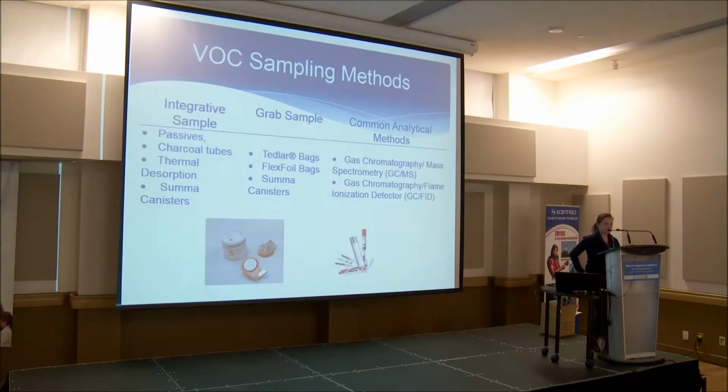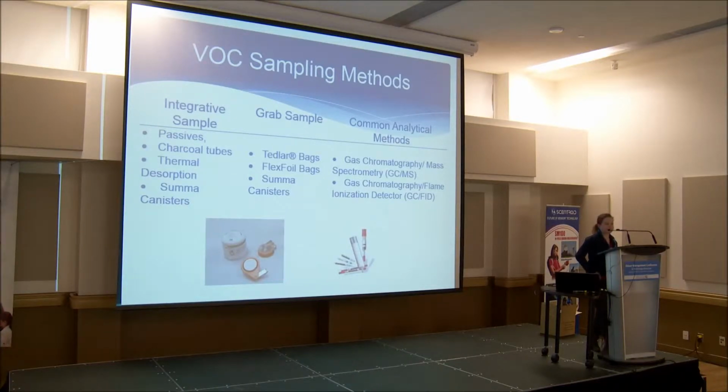If you move into VOC sampling, you usually have more choices here in what you can do. And it'll differ if you're going to do an integrative sample over a longer period or if you just want to do a grab sample. With integrative sampling, you can use something like a passive device, which is there on the left, or tubes with a sampling pump with some sort of sorbent. You can also use a Summa canister.